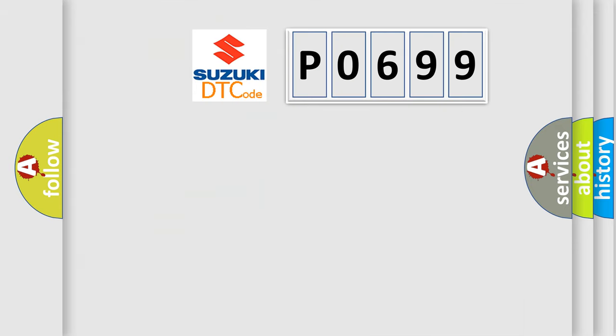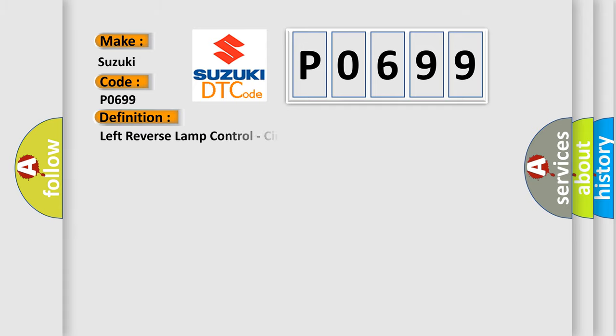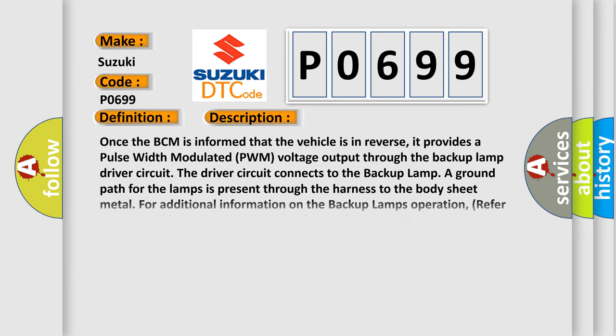The number itself does not make sense to us if we cannot assign information about it to what it actually expresses. So, what does the diagnostic trouble code P0699 interpret specifically Suzuki car manufacturers? The basic definition is left reverse lamp control, circuit short to ground, base. And now this is a short description of this DTC code.